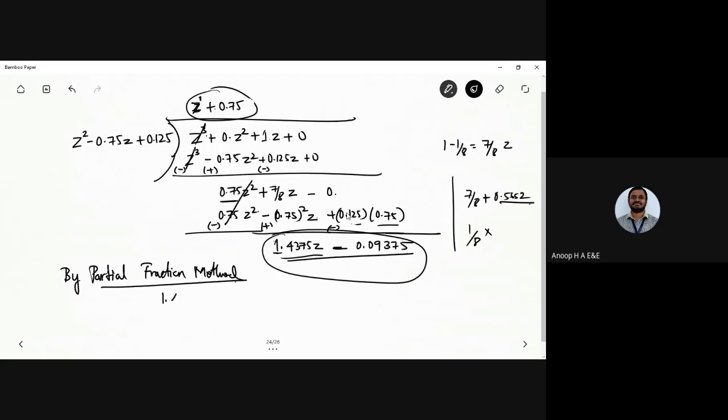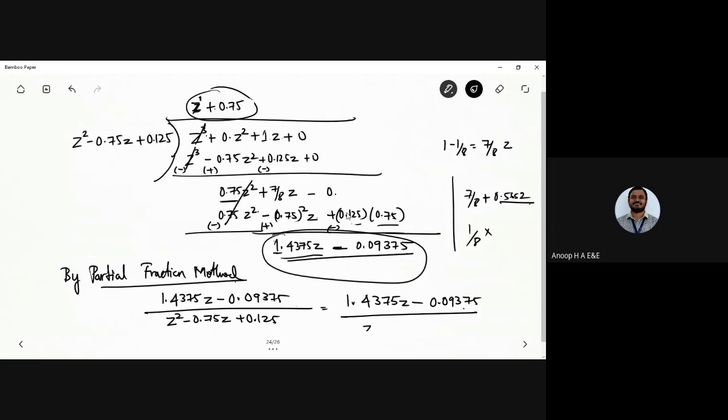So what do I need to do? I need to have this function here: (1.4375z minus 0.09375) divided by (z squared minus 0.75z plus 0.125). I can further resolve it to make it simple to solve: (1.4375z minus 0.09375) divided by (z minus 1 by 2)(z minus 1 by 4).